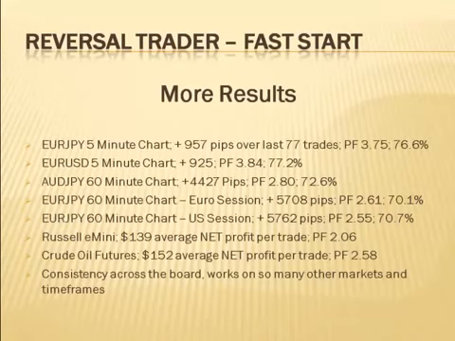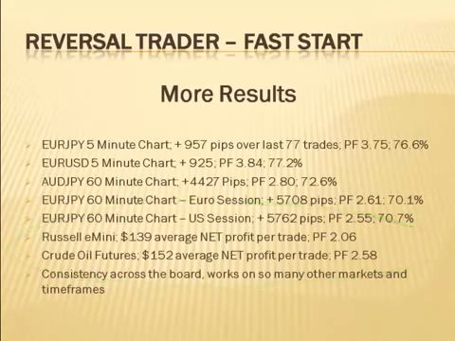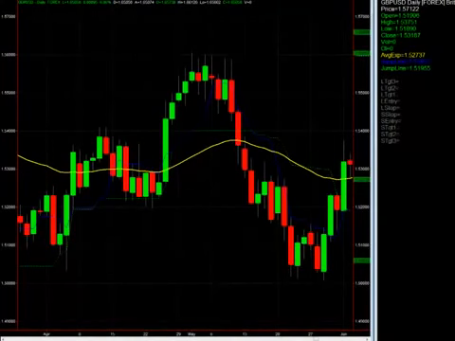But look at the results we're getting from the Trend Jumper Reversal Trader. Well over $100 net average per trade. Consistency across the board, and it works on so many other markets and time frames. Okay, let's go to the charts and look at some examples.